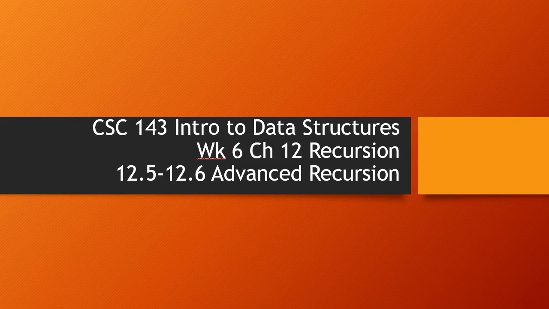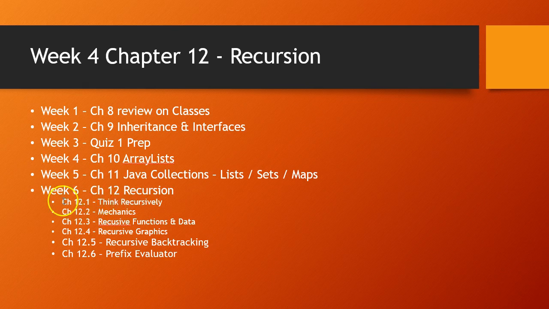We are looking at the second half of Chapter 12 from Building Java Programs on Advanced Recursion. That's sections 12.5 and 12.6. And just as a brief reminder, we had a previous video that covered the basics of recursion, and this is focusing on the advanced topics of recursive backtracking and an example of the prefix evaluator.